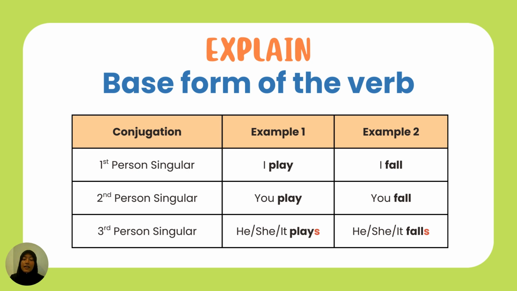First person singular, I play, I fall. For second person singular, you play, you fall. And for third person singular, he plays, she plays, it plays. He falls, she falls, it falls. So why do we add s to third person singular? The rule is set up like that so we know how to differentiate whether it's third person or second person. It's an easy way to differentiate by adding the s to the verb.